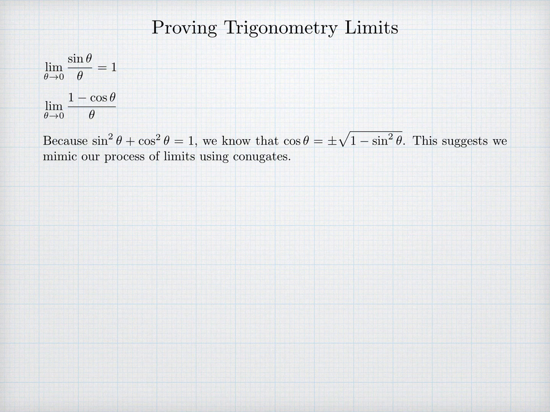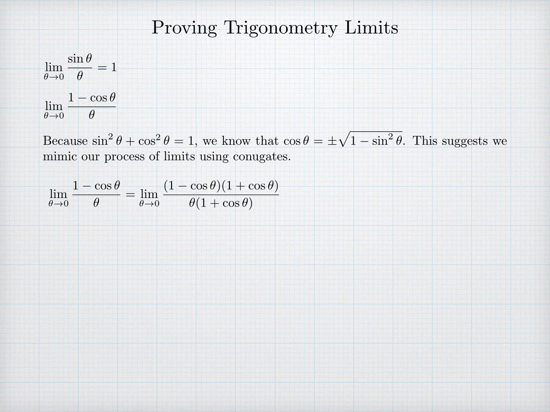And we remember that we have the Pythagorean identity. Sine squared plus cosine squared of an angle always equals 1. What that means is my cosine of theta is the plus or minus the square root of 1 minus sine squared theta. This suggests that we mimic our process of using limits using conjugates. Sorry about the typo. So if I take the limit of 1 minus cosine theta over theta, and I think about what's the conjugate, it's 1 plus cosine theta.